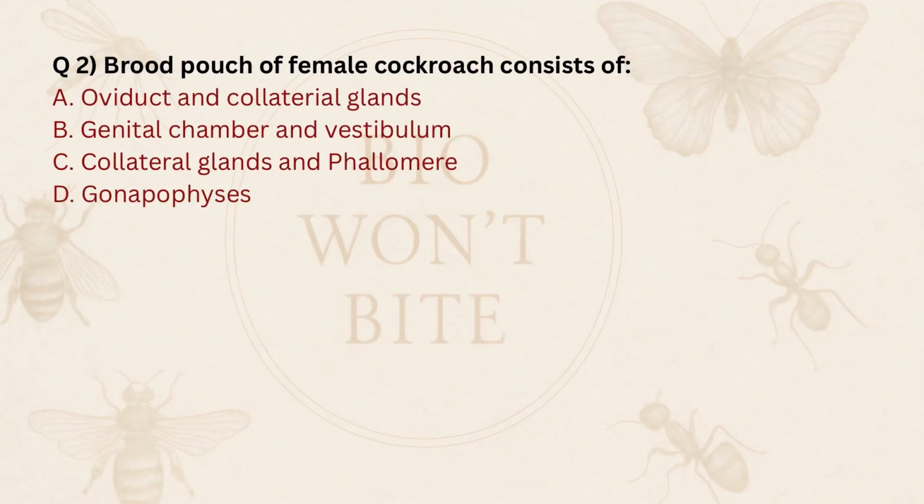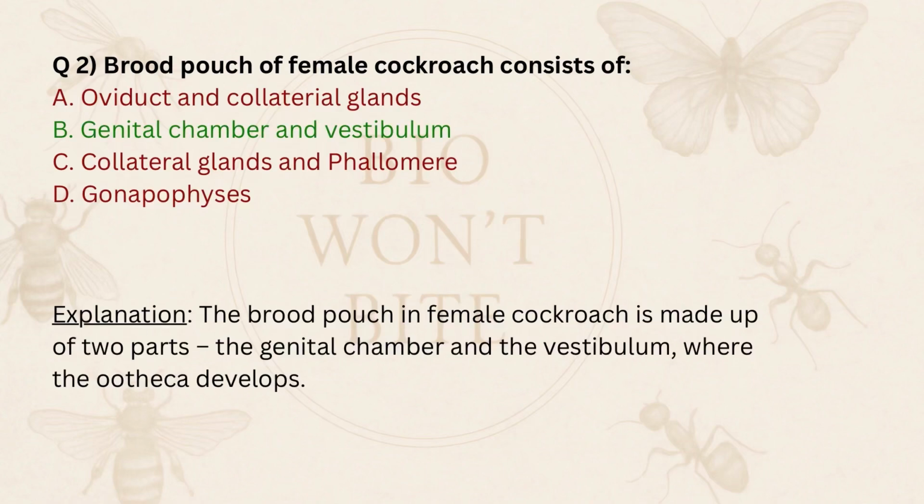Question number 2. The brood pouch of female cockroach consists of. The correct answer is option B, genital chamber and vestibulum. The brood pouch is designed for carrying developing eggs. It has two sections, the genital chamber and the vestibulum. Inside the pouch, the ootheca or egg case develops and keeps the eggs safe.